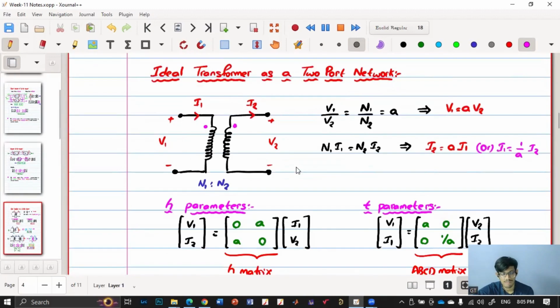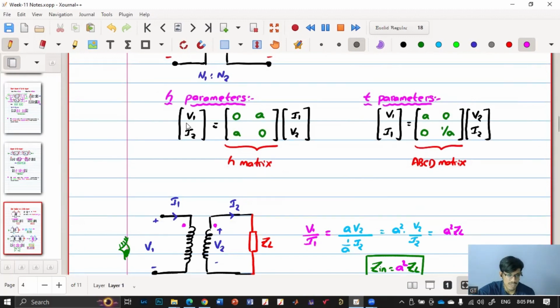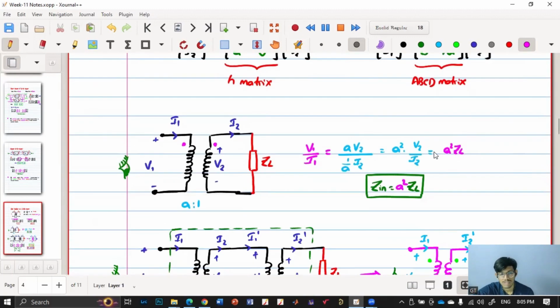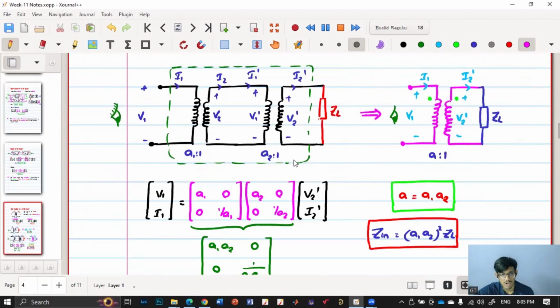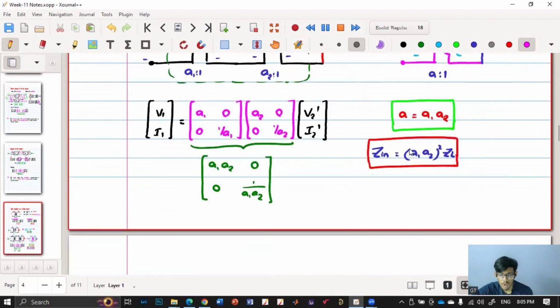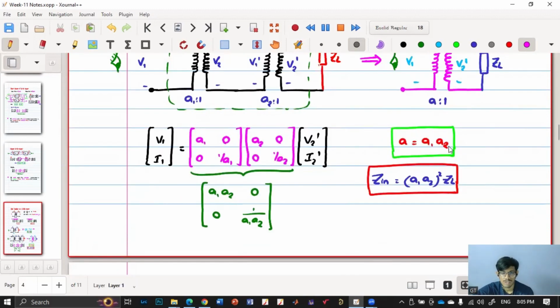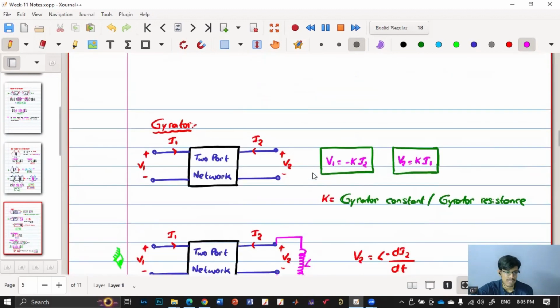Then we have seen how we can represent the ideal transformer as a two-port network. We have represented it using H parameters as well as T parameters. And then we have seen that if we cascade two transformers, then the overall turns ratio is the product of the individual turns ratios of these transformers. Then we have discussed something about gyrator. The more details will be discussed in the upcoming session.